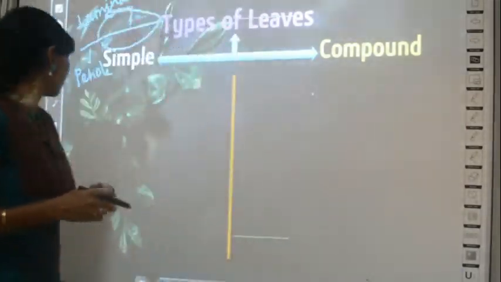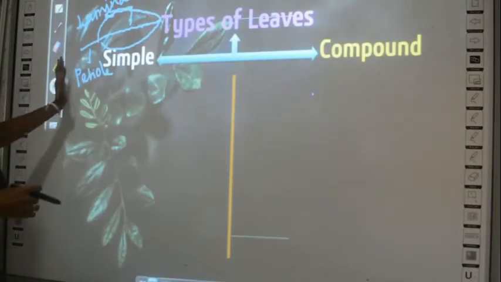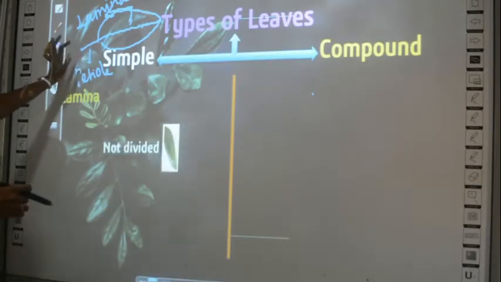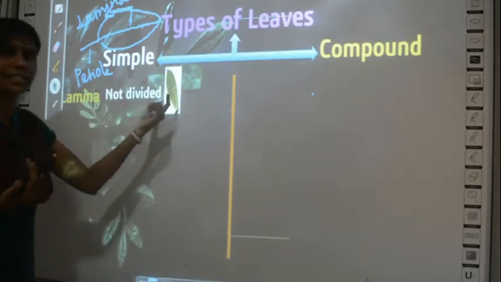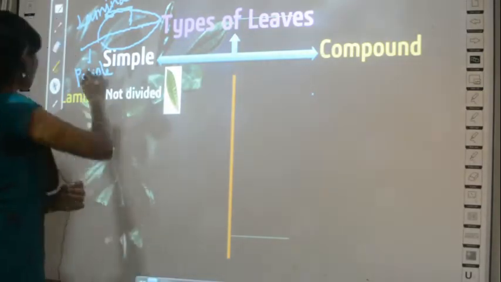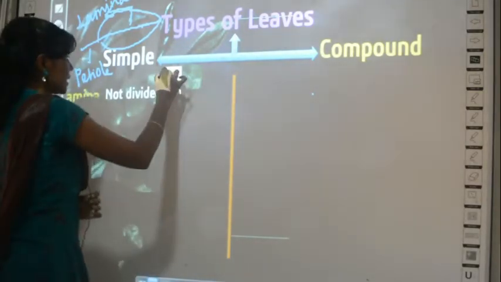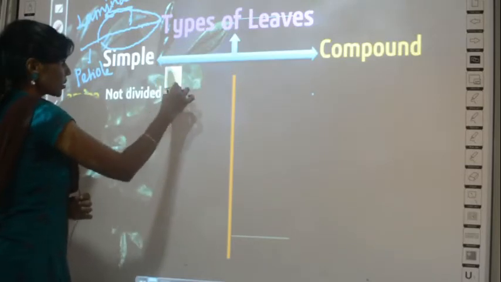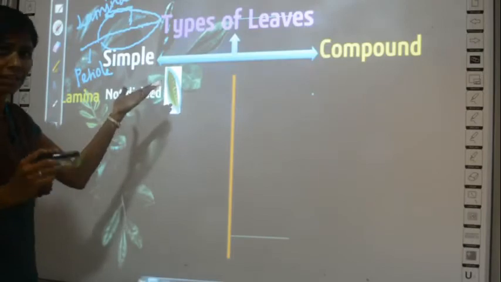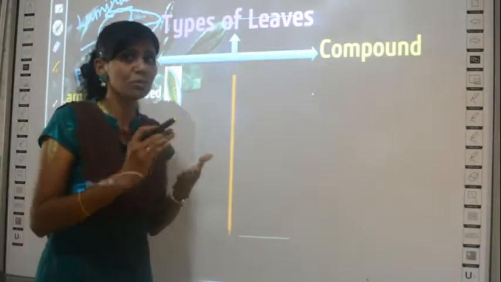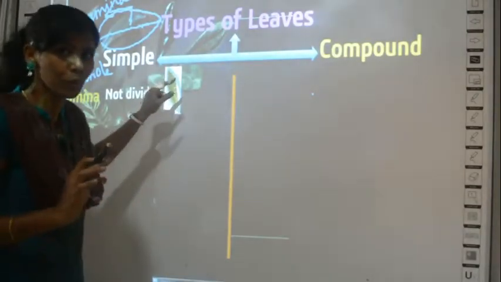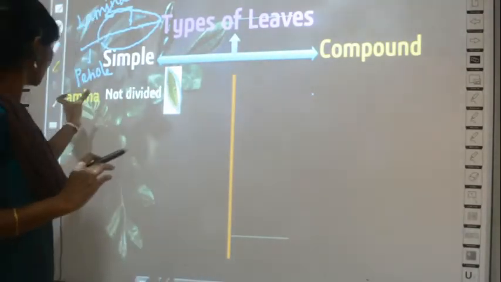So let's compare and study what difference you have in simple and compound leaves. The lamina in simple leaves is not divided. Can you see any division in this structure? You can't see any division. How is it? Just a simple smooth structure you have. The lamina is simple and smooth, right? Are there any divisions? Is it cut into small parts? No, right? It is just a single smooth lamina in the case of simple leaves.